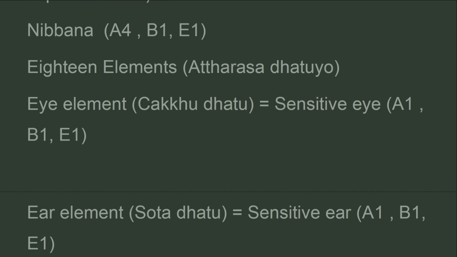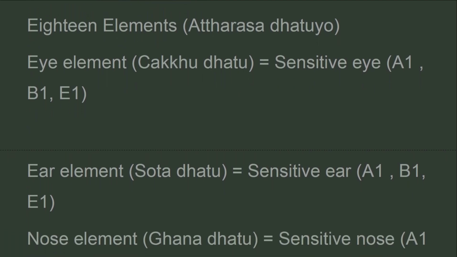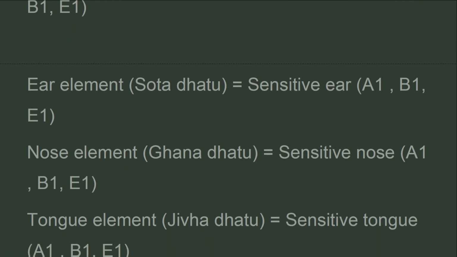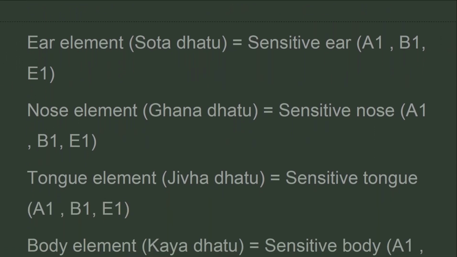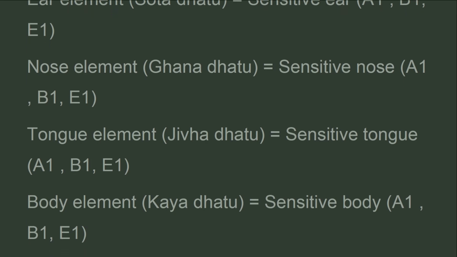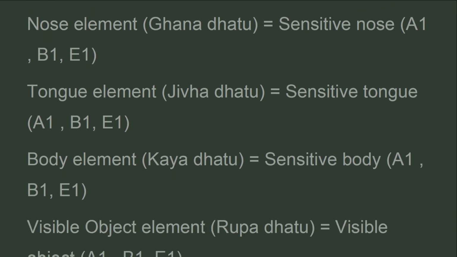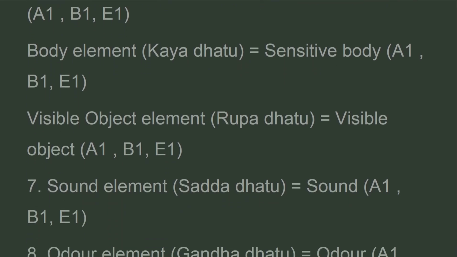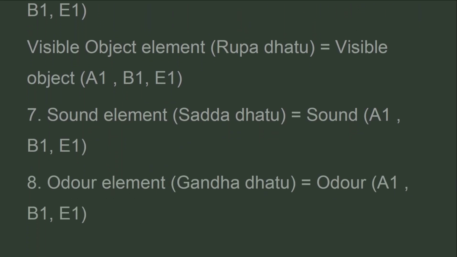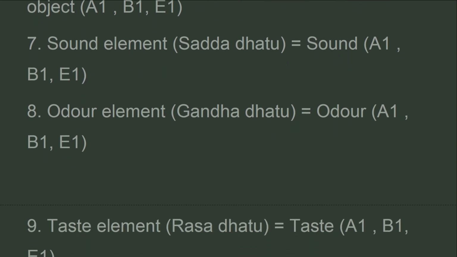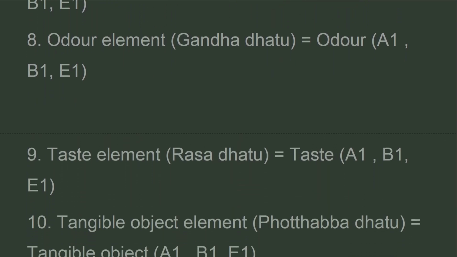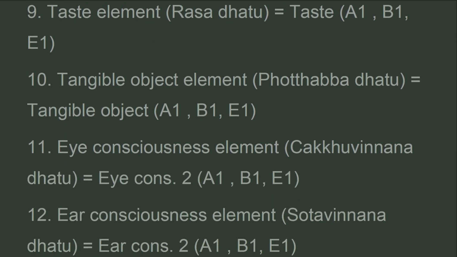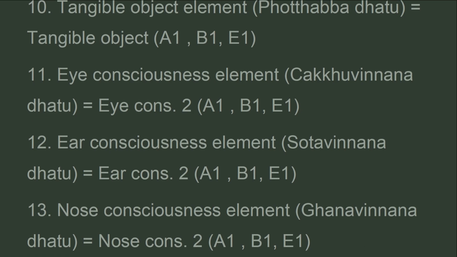2. Ear element equals sensitive ear. 3. Nose element equals sensitive nose. 4. Tongue element equals sensitive tongue. 5. Body element equals sensitive body. 6. Visible object element equals visible object. 7. Sound element equals sound. 8. Odor element equals odor. 9. Taste element equals taste. 10. Tangible object element equals tangible object.